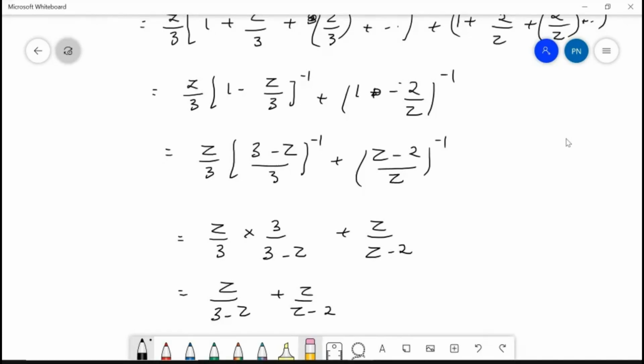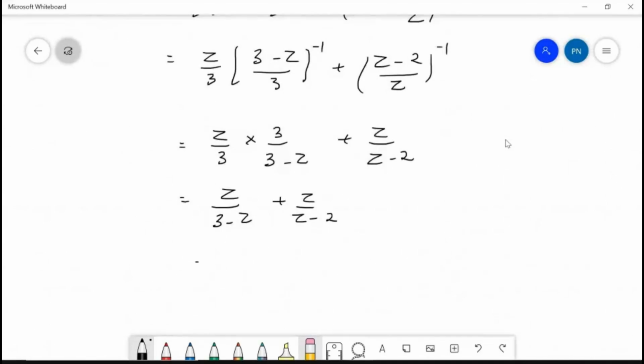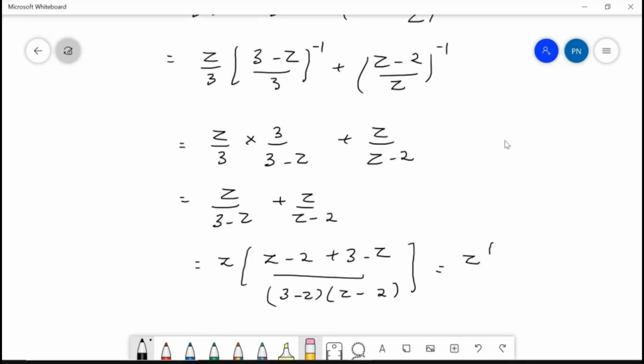So what will be the LCM? What is the numerator of that simplification? When I take the LCM, I will get this as z, or I can take z common also. So z into z minus 2 plus 3 minus z upon 3 minus z into z minus 2. Or I can write this as z will get cancelled over here. Minus 3 minus 2 plus 3 is 1 divided by 3 minus z into z minus 2.